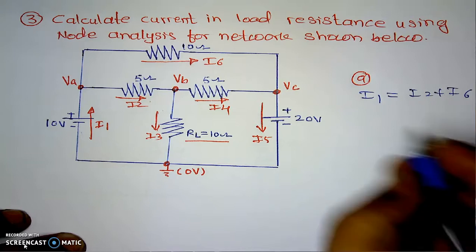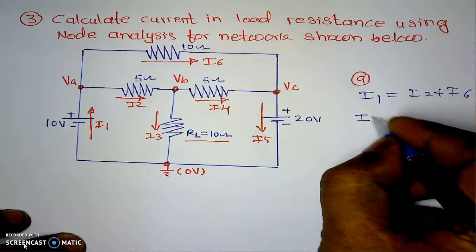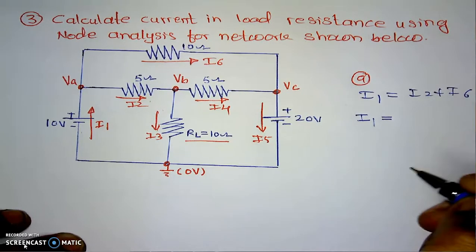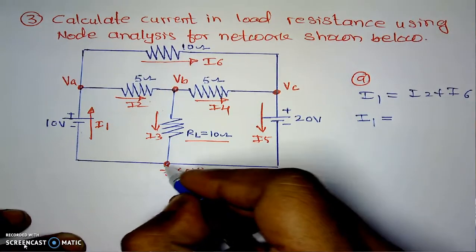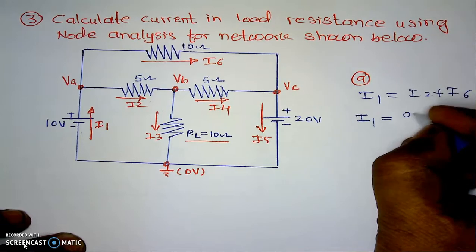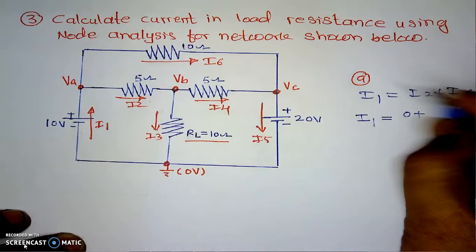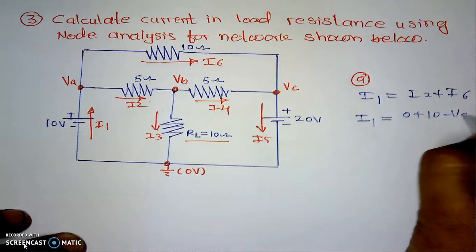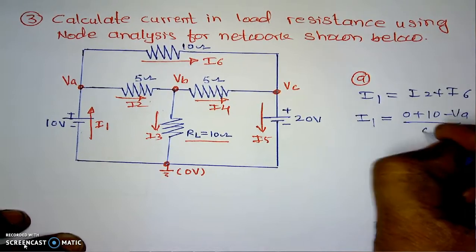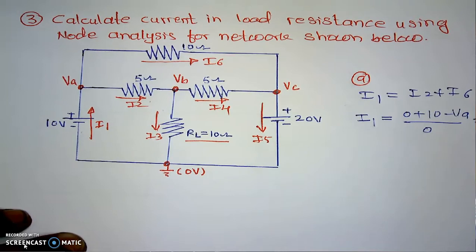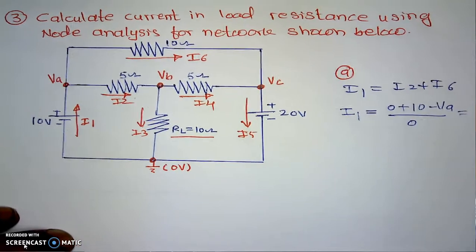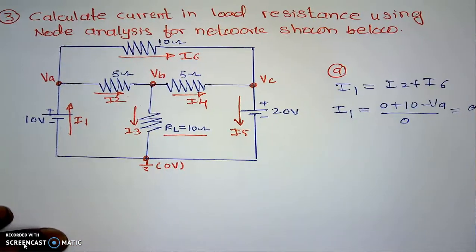Now, if we try to calculate the current I1, we will use the potential difference formula: potential difference divided by resistance. Here this is 0, plus we are traveling from negative to positive, that is plus 10, minus its potential VA, divided by its resistance, which is 0, and in this case the current comes out to be infinite. That's why a solution in this particular way is not possible. In this case we have to use other concepts.